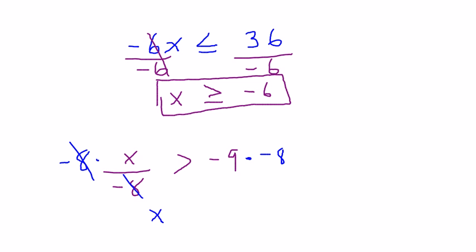Now, because I multiplied both sides by a negative, just like when I divided both sides by a negative, my inequality sign will flip. In this case, it will change to a less than sign. Right, x is less than negative 9 times negative 8, which is positive 72. So my solution is x is less than 72.